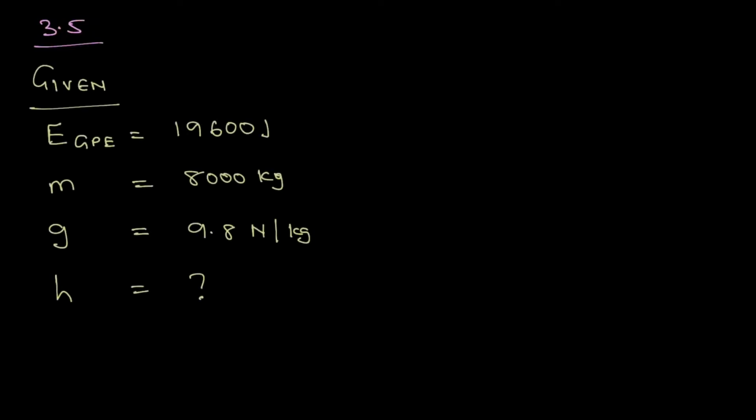Question 3.5. As the boat passes over a wave, the gravitational potential energy of the boat increases by 19,600 joules. Mass of the boat is 8,000 kilograms. Gravitational field strength equals 9.8 newtons per kilogram. Calculate the change in the height of the center of mass of the boat as it passes over the wave. As usual, we write down the given, that means what you're given. We're given the gravitational potential energy, which is 19,600 joules. The mass is 8,000 kilograms, and the gravitational field strength is 9.8 newtons per kilogram. We need to find the height, h.